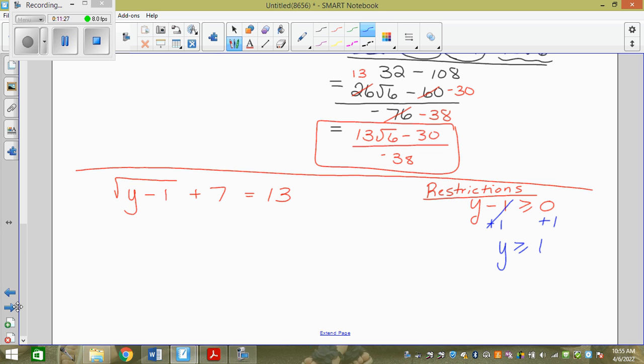So those are the restrictions. y has to be greater than or equal to 1. If y is less than that, will it work? Let's try it out. Let's pick 0. 0 is less than that, right? So if I go 0 minus 1, what do I get? Negative 1. Can I take the square root of a negative number? No. So I know I'm right. I can check my restrictions. So my restrictions are y has to be greater than or equal to 1. So no matter what I solve and get in the end, I'm going to have it greater than or equal to 1.